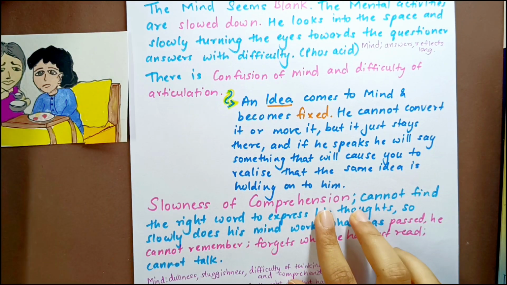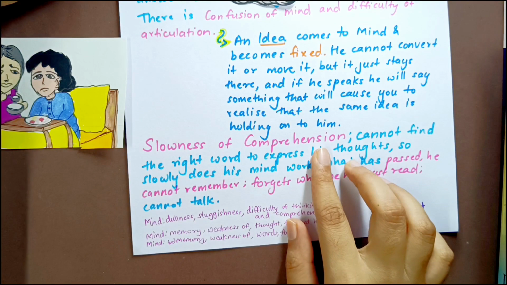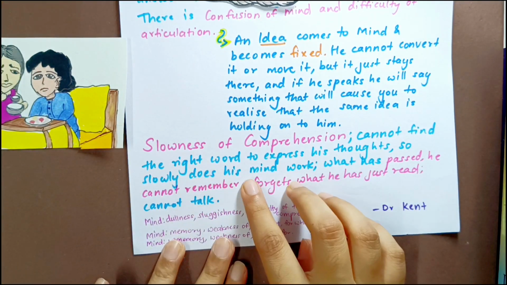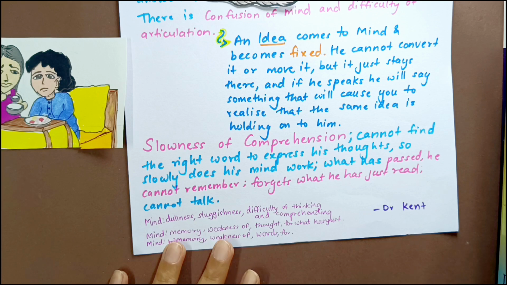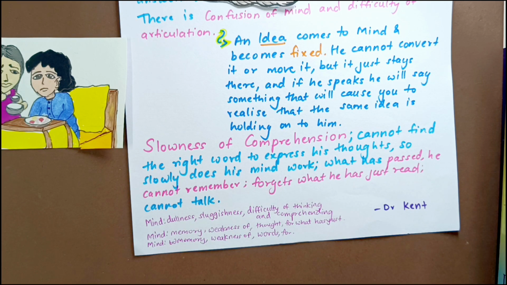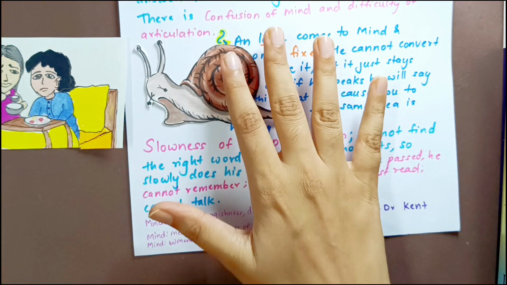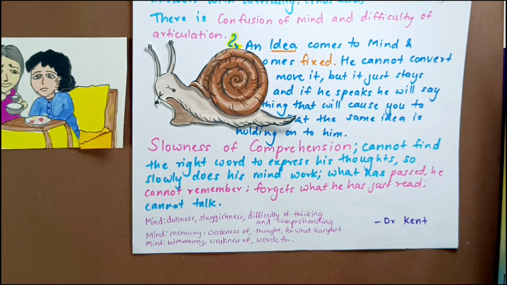He cannot find the right word to express his thoughts. So slowly does his mind work. What has passed he cannot remember. He forgets what he has just read. He cannot talk. So you see, this whole slowness is very, very much seen in this remedy. The slowness of comprehension as well. They cannot comprehend what you're talking, and even if they comprehend, they cannot find the right word to express what they are feeling, whatever thoughts they have.